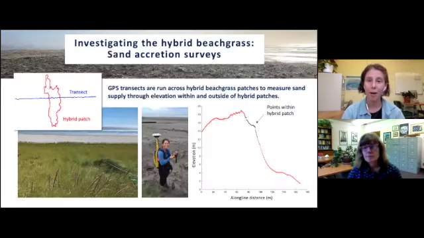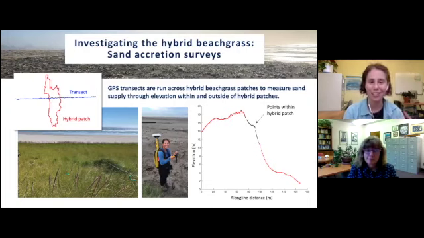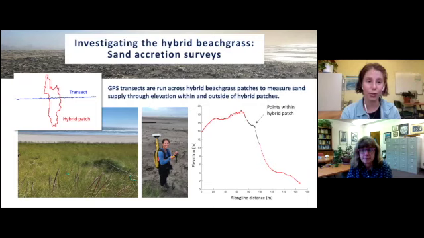So that's our hypothesis about the shape of dunes the hybrid will form. And now we want to actually test that to see if it's true in field conditions, which are much more variable. And we're testing this in two different ways. One of them is through these surveys using GPS transects that are run through the hybrid patch with this GPS Trimble backpack. And this equipment gives us elevation over a distance. So eventually it gives us graphs that look like this.